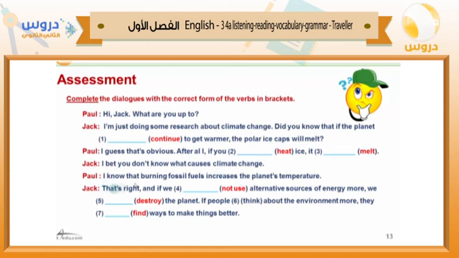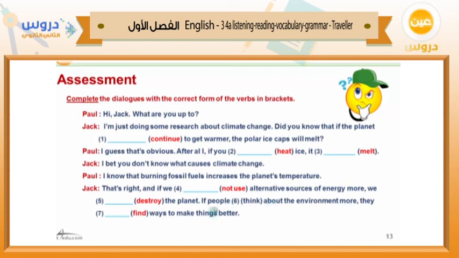And for Jack, that is right. And if we not use alternative resources of energy, we destroy the planet. So if we don't use alternative sources of energy, we will destroy the planet. And this is if 1 again. If we don't use, we will not, or we won't destroy the planet.